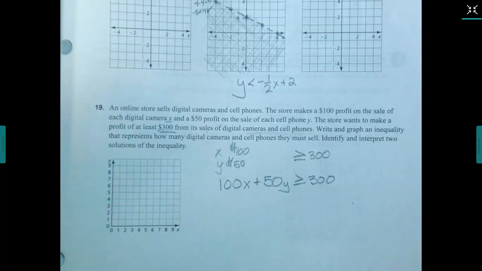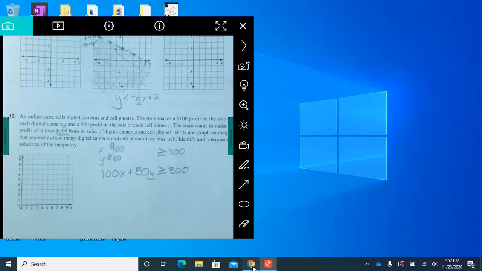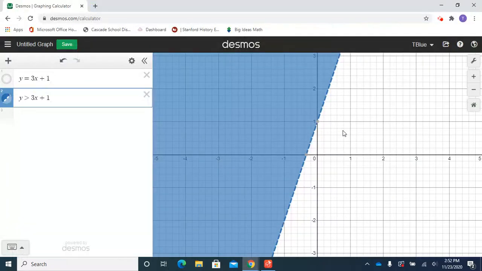Okay? Give that a try and have fun with your math. Don't forget to ask me any questions. You can use Desmos Calculator to check your answer, but please do the work in the book.